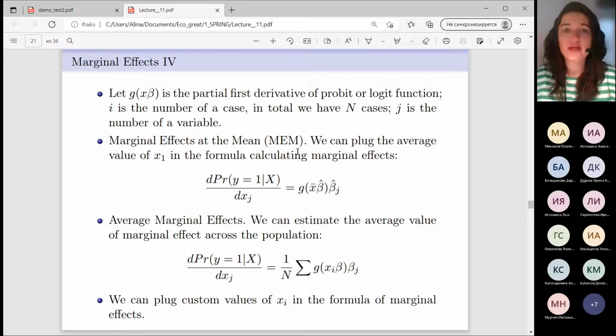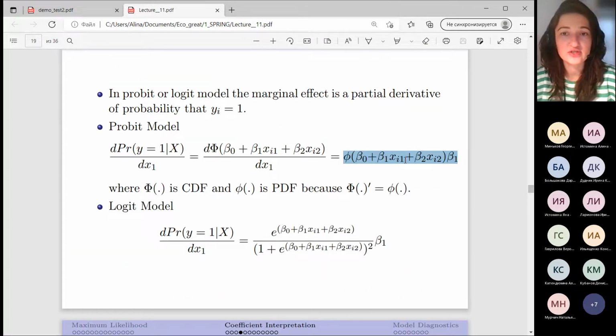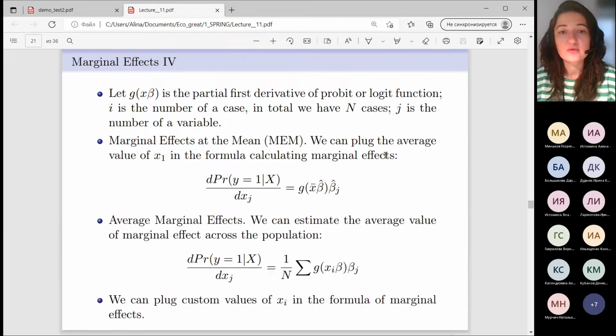So instead of obtaining a million different values of marginal effect, let's take the mean value of the X variables and plug them into this expression. So this is the first case. We can plug the average value of X1, for example, into the formula for calculating marginal effects. In this case, you will apply this expression.